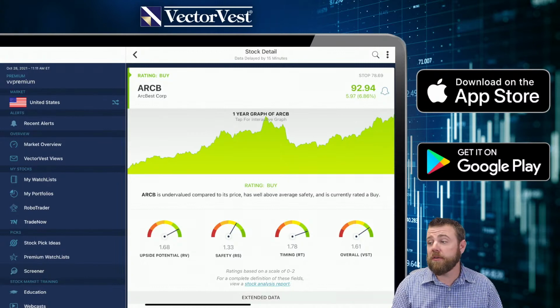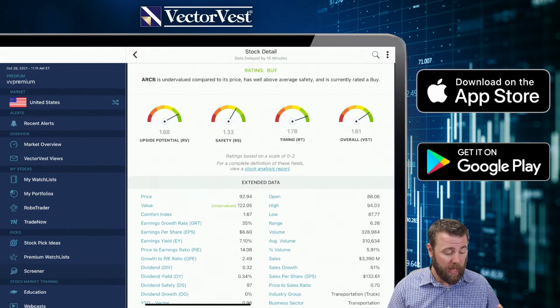ARCB, great long-term potential, less risk associated with it, really strong short-term momentum. Overall, definitely a favorable play here. Taking a look, the stock is undervalued. Current value is at 122. Another prudent stock that has great momentum behind it right now that is still undervalued.